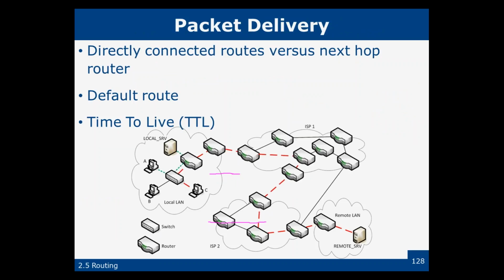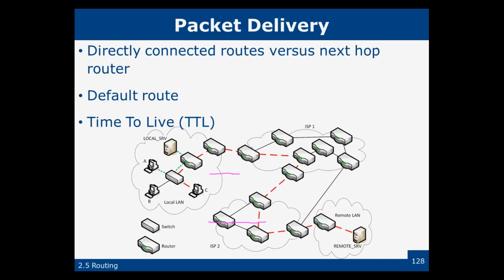So for packet delivery, we have directly connected routes versus the next hop router and the default route we talked about. The TTL, time to live, is how long the packet is going to live on the network. And the TTL is going to be different if you look at a TTL on a Linux machine and a TTL on a Windows machine. But it's how long the packet is going to survive on the internet.